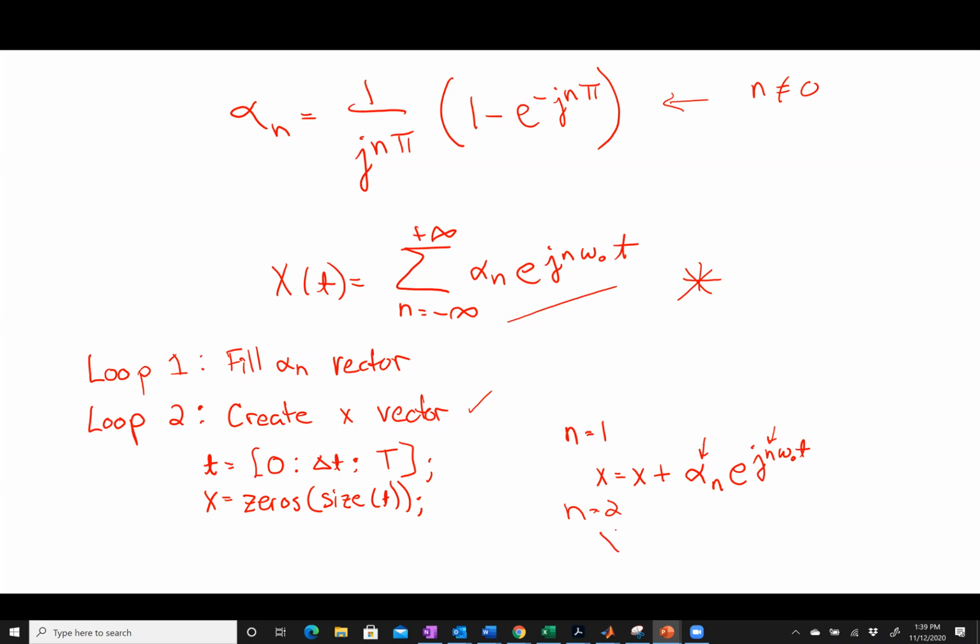So the second time through, I'm going to take whatever I had for x before, and I'm going to add in whatever I need to when n equals 2. And just keep going.